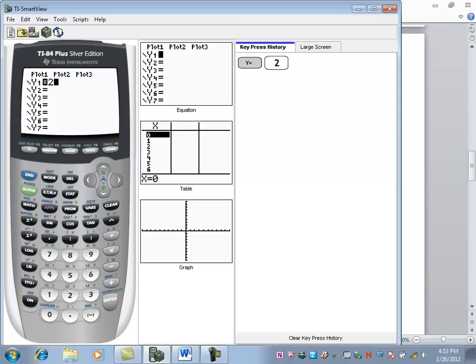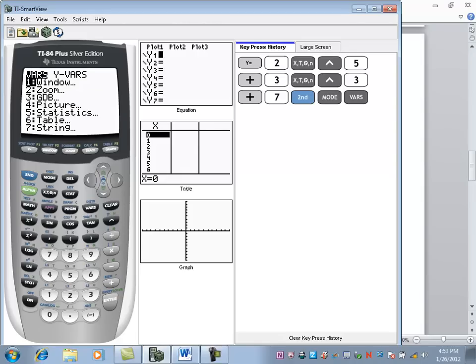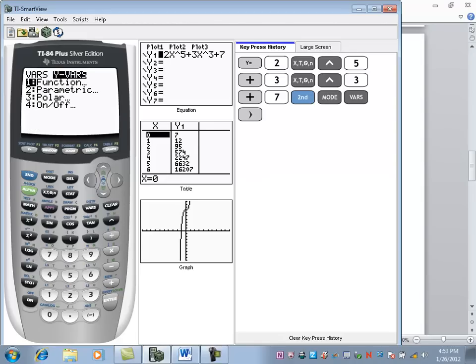type in 2x to the 5th plus 3x cubed plus 7. And what I'm going to do here, now that I've got that in, I'm going to quit out of this and I'm going to go to my y variables. Alright, y variables here, and I'm going to call up y1. And the first thing I'm going to do actually is I want to take a look at the graph of this. I'm getting ahead of myself here. Pardon me. Let's take a look at the graph of this.